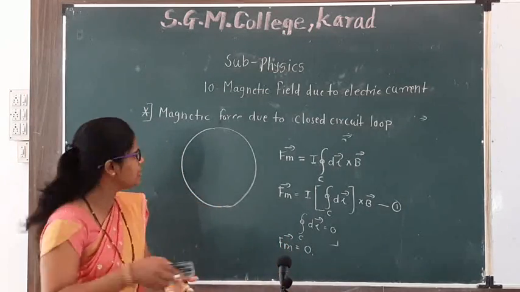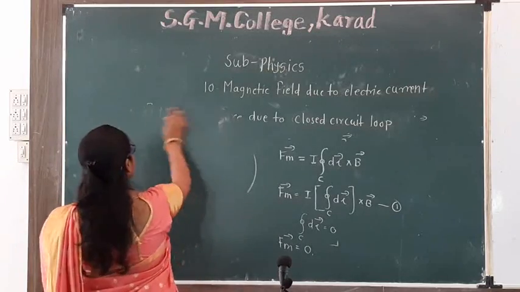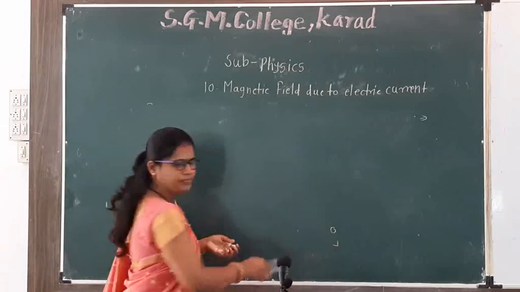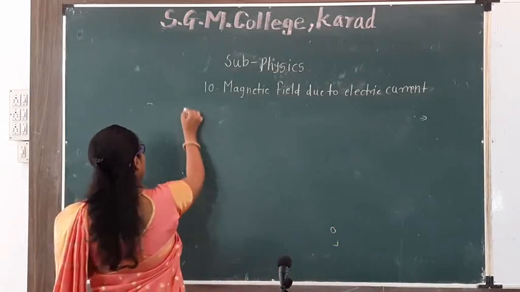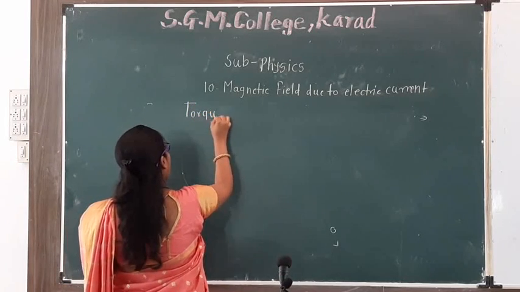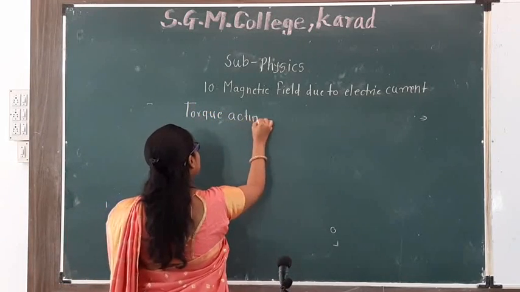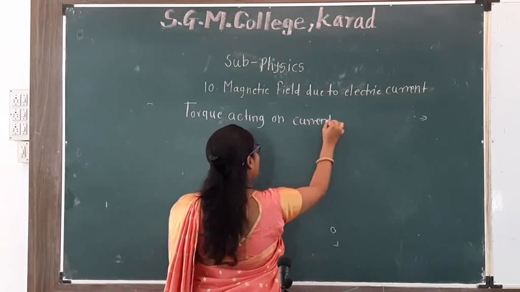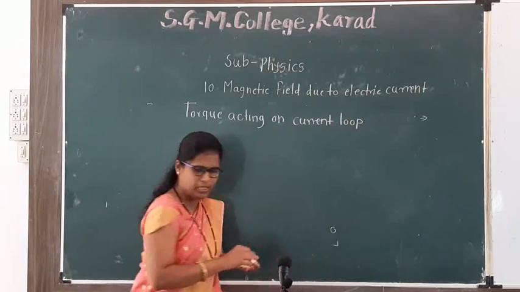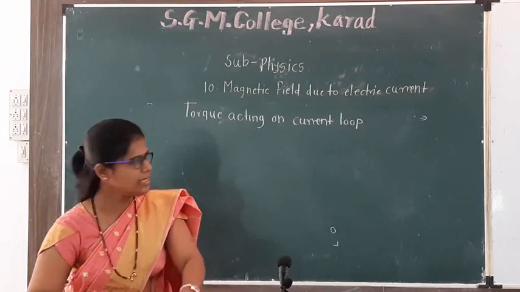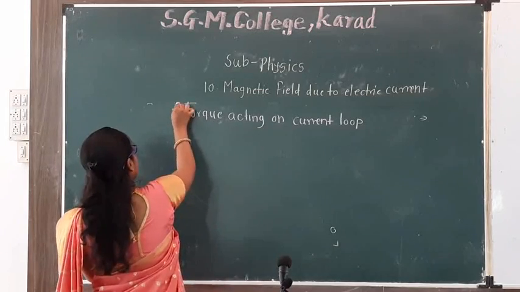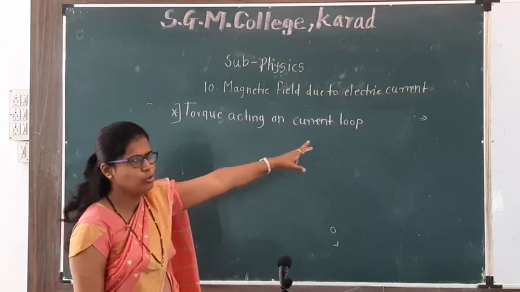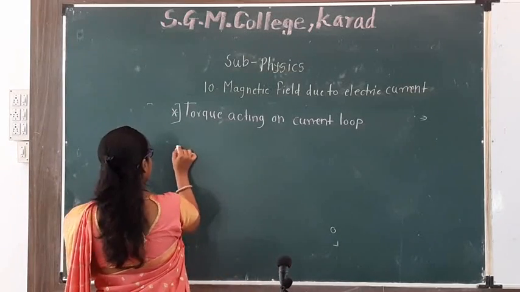Now the next article is the torque acting on a current loop. In the exam, a question like this will be asked: obtain an equation for the torque acting on a current loop. Here see a diagram.